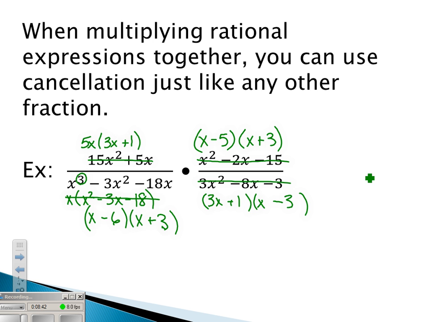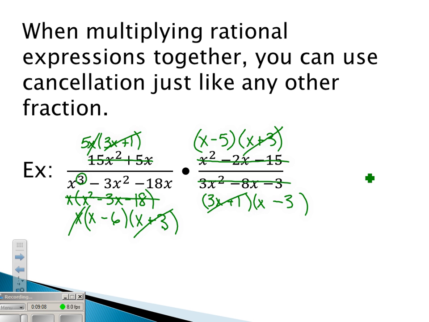So look at your top and bottom stuff. 3x plus 1, 3x plus 1. I have an x plus 3 down here and an x plus 3 up here. I have a plain x on the top of this first one. And I have, oh, I forgot to rewrite that one, a plain x down here that would go. And I think that's all I can do.